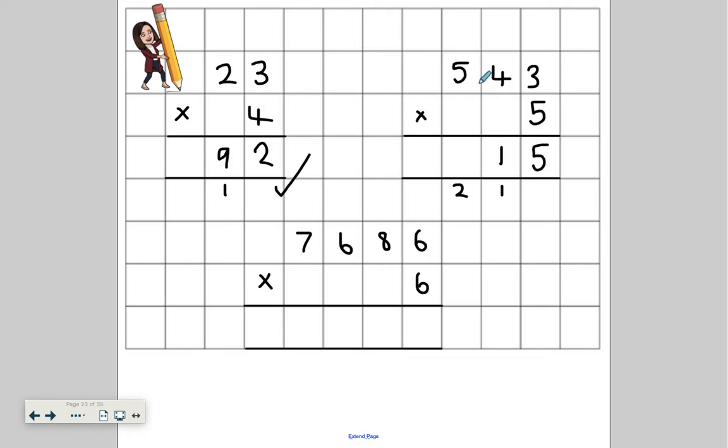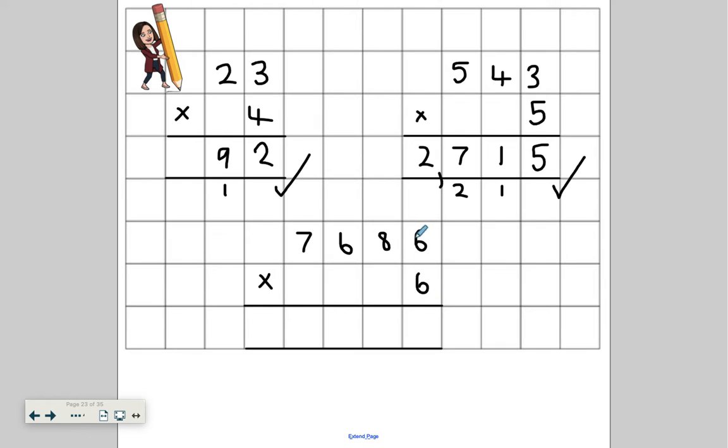5 times 5, not 5 add 5, so I count with my 5, so 5, 10, 15, 20, 25, but I've got an extra 2, so 25 add 2 would give me 27. Now my comma goes in the correct place right here to give me 2,715. Give it a tick if you got it right.